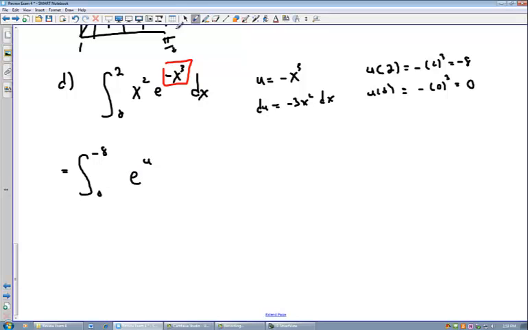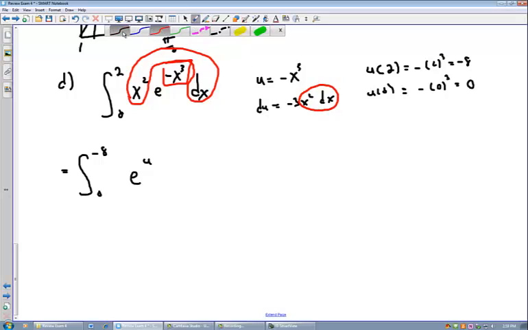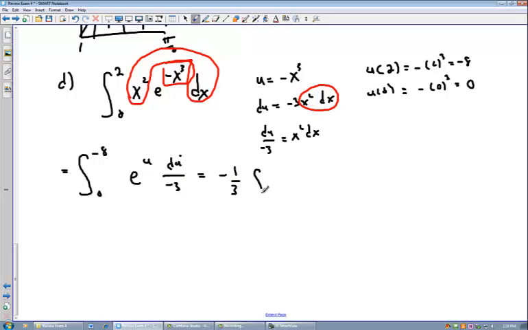The problem is, though, when I go to plug in for this x squared dx, I don't have x squared dx. I have negative 3 x squared dx, but this is my x squared dx, and it's easy enough to get it alone. All you have to do is divide both sides by negative 3. So du divided by negative 3 is equal to my x squared dx, and I got it. So that x squared dx gets substituted by du divided by negative 3. And so that's equal to negative 1/3 the integral from 0 to negative 8 of e to the u du, and that's one of my types.